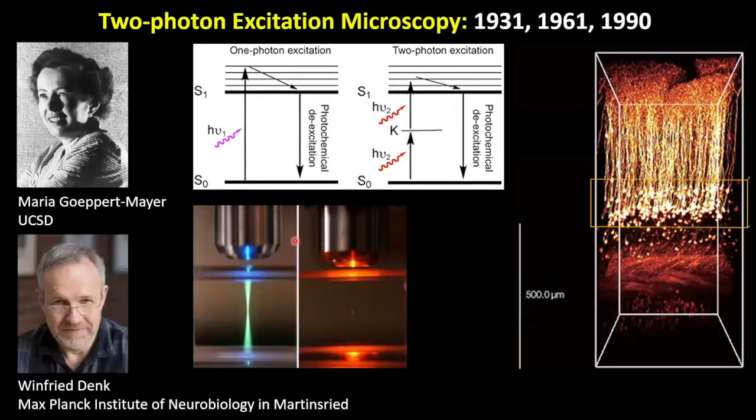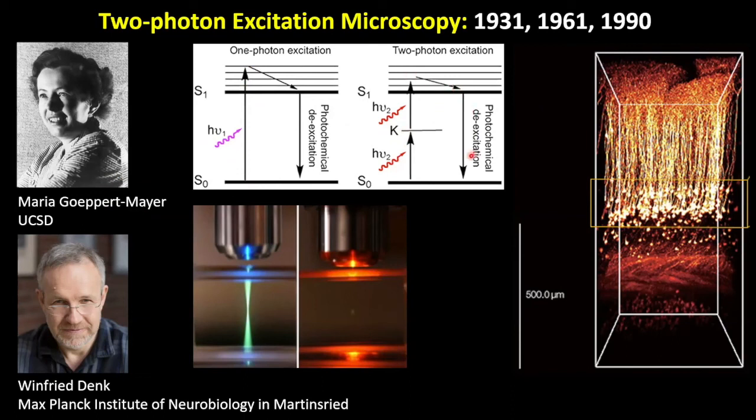And back in 1931, Maria Goeppert-Mayer first proposed this idea for two-photon excitation in her PhD thesis. So instead of using one high energy photon to pop the fluorophore to the excited state, you can use a much weaker energy, a longer wavelength, twice, to pop the fluorophore to excitation and achieve the same result.